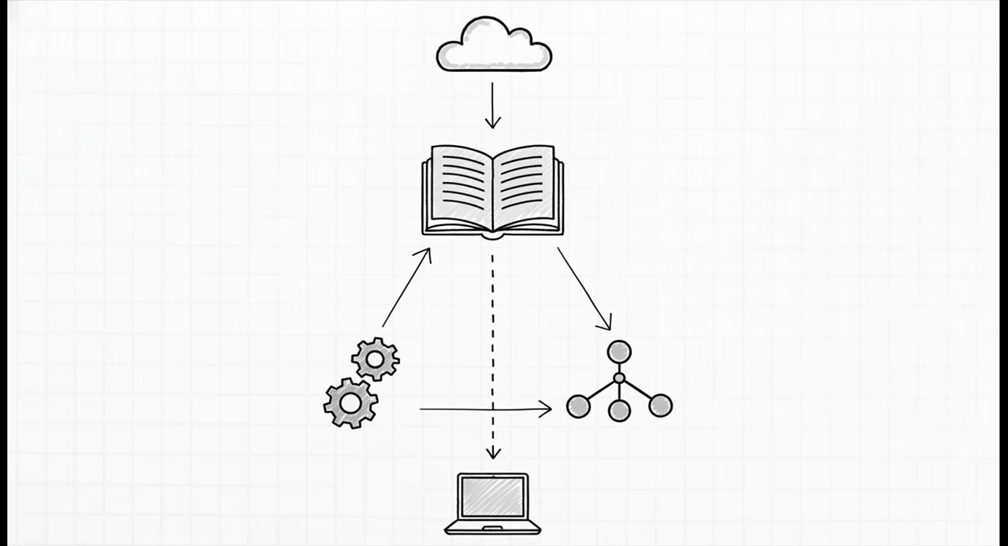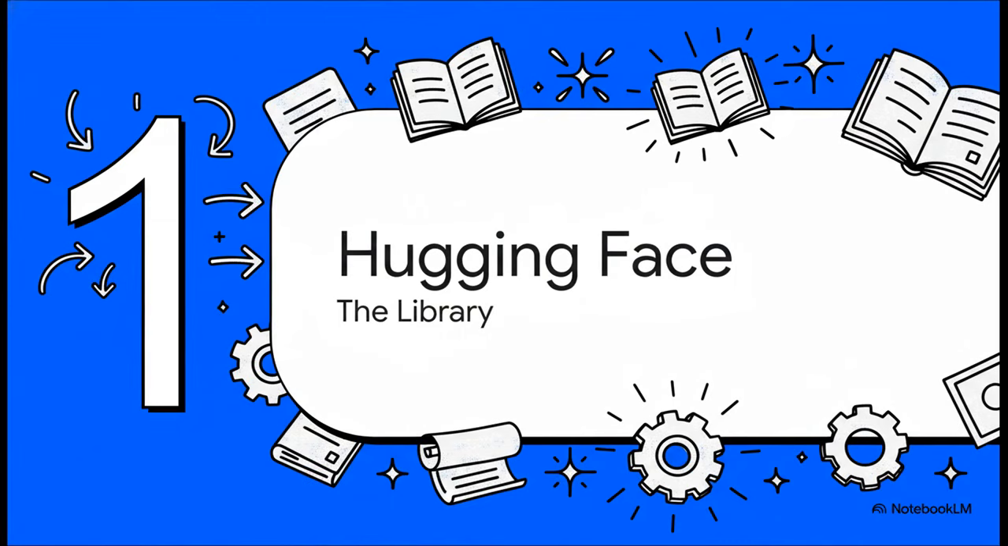We've got three key platforms: Hugging Face, Ollama, and GitHub. And you'll see they work together beautifully to take AI out of the cloud and put it directly on your machine. Okay, so first up, let's start at the very beginning.